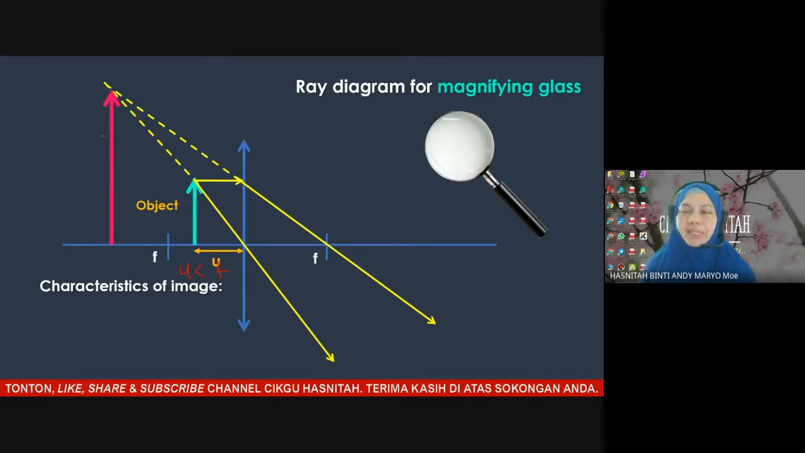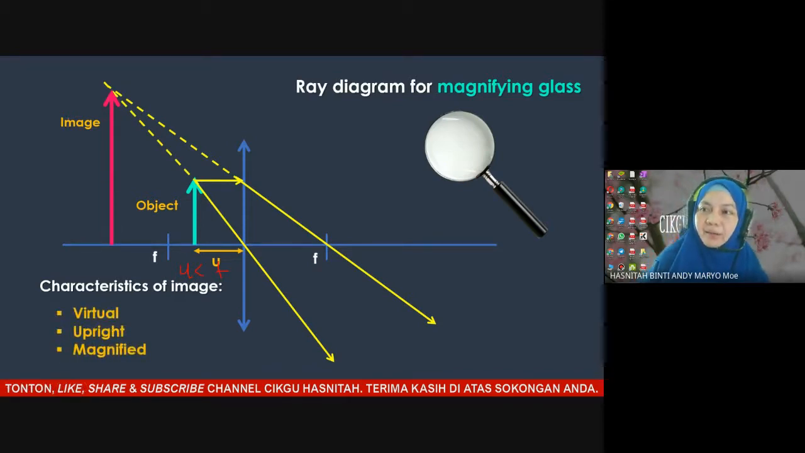Very simple. Senang saja nak lukis. Just follow the rule of drawing the ray diagram and you can list out the characteristics. So you can label, this is your image. It is virtual, upright, and magnified. Okay, done for magnifying glass.